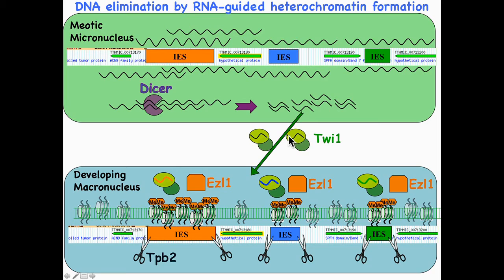And I'm not showing the selection process in the old macronucleus that Eric Maé introduced very well in Paramecium. There's a similar process, although the details are still different. But then that goes into, and is transported later into, the developing macronuclei, where they somehow recruit, and it's still somewhat mysterious, the EZL1 methyltransferase, which directs both H3K9 and K27 methylation on those IESs, and marks those IESs with heterochromatin formation.